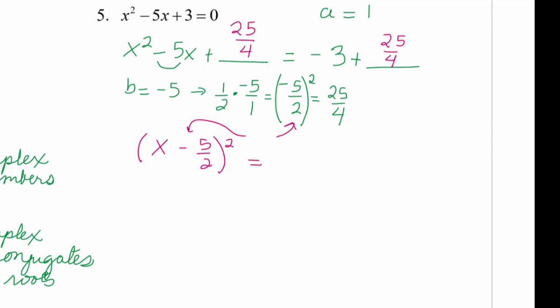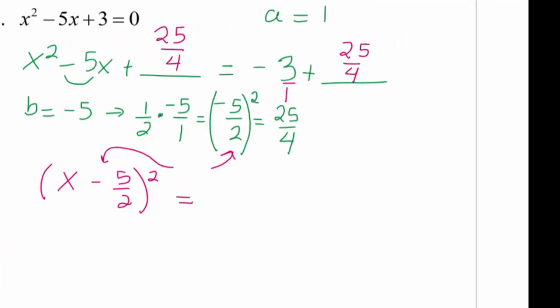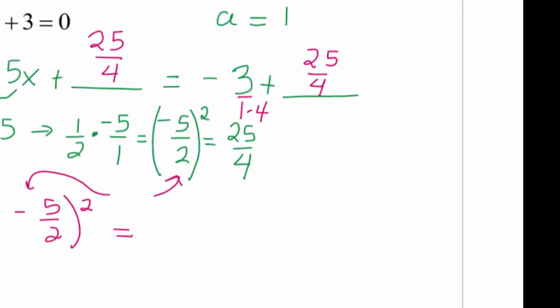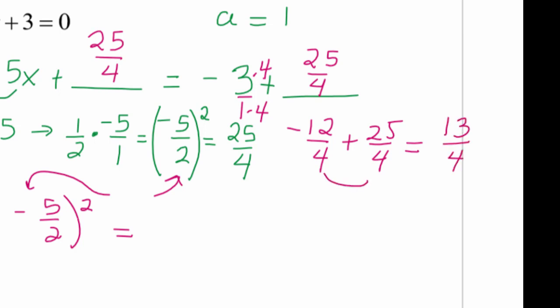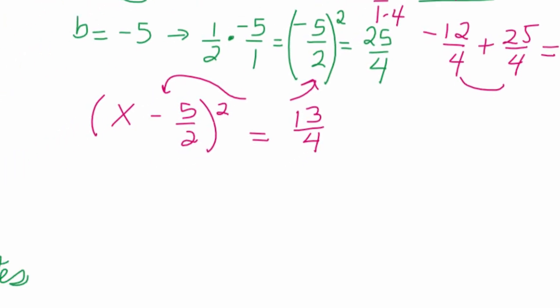Equals, over here, I have a negative 3/1 plus 25/4, and I'm going to get a common denominator of 4. So here is negative 12/4 plus 25/4 to combine those two fractions. And so that means I have a 13/4. So that's what comes over here, 13/4. Okay, I know this is looking bad, but we got this. Okay, what's the next step?